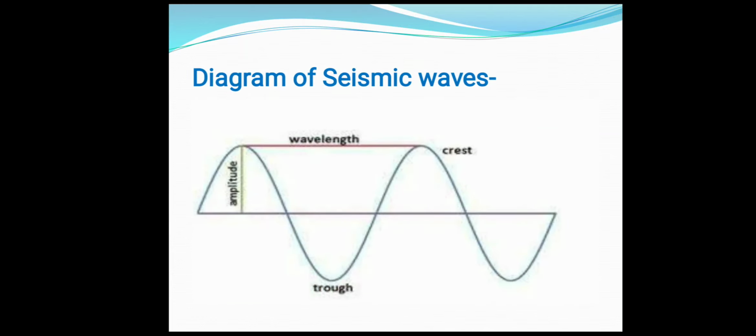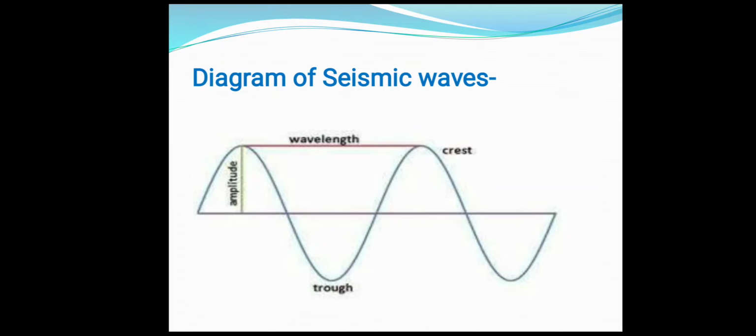So this is the diagram of a seismic wave: amplitude, wavelength, crest and trough. So what is the amplitude? Amplitude is the maximum displacement of a particle away from its rest position. Here this is the rest position, and this is the maximum displacement of that particle from the rest position, that is nothing but the amplitude.